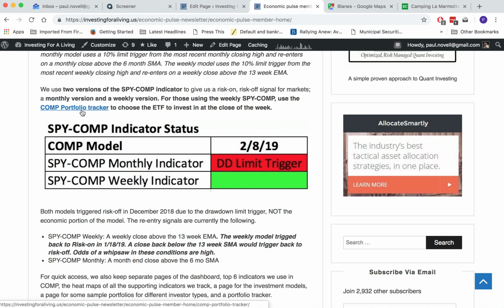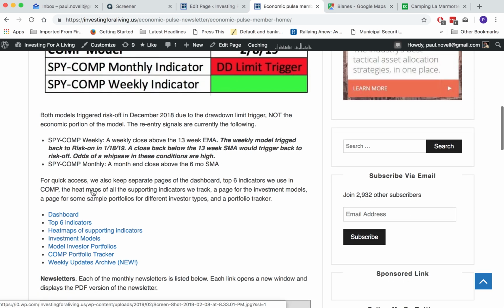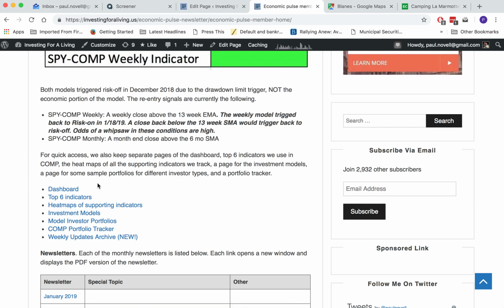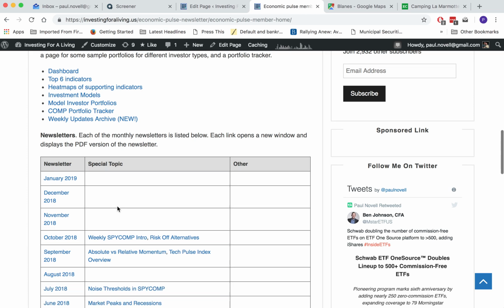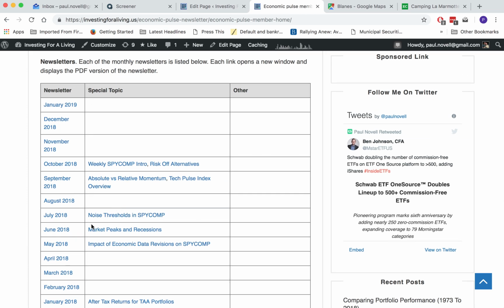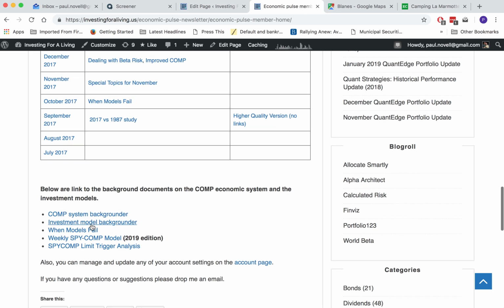And then for more details, there are a lot of places you can go. These are some of the quick links to the dashboard, the indicators, investment models, etc. All the newsletters are here in this table. That's updated only once a month. And then below there are some backgrounders on how the model was created, why the economic signals work, how it created the investment models, and what happens when the models fail, as they do, as we've seen recently. The weekly SPY comp model, which I updated for 2019, limit trigger analysis, etc.